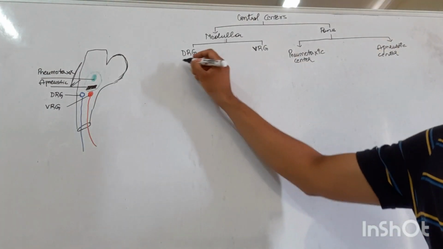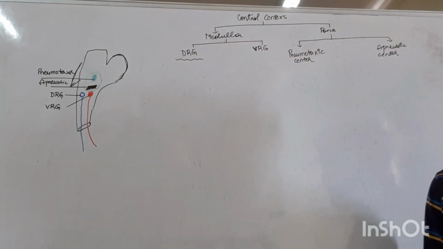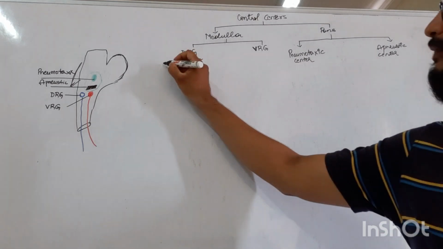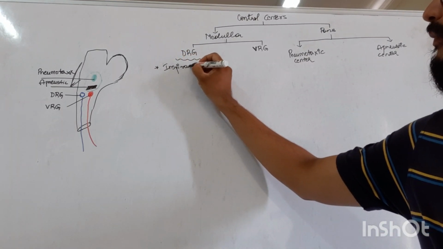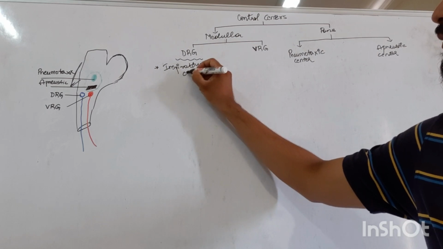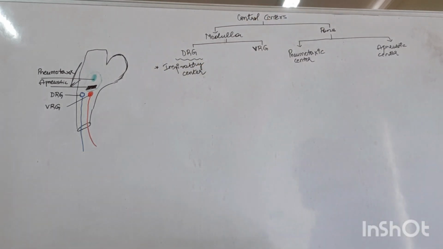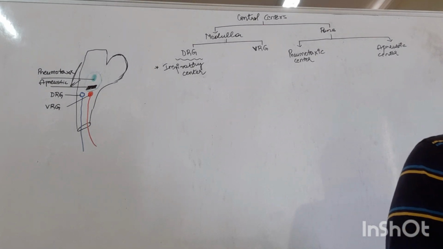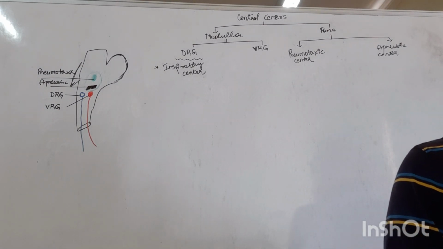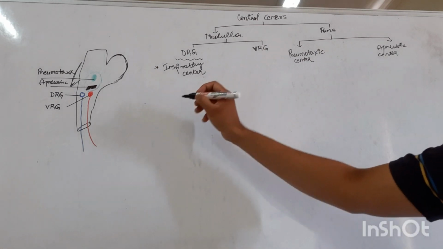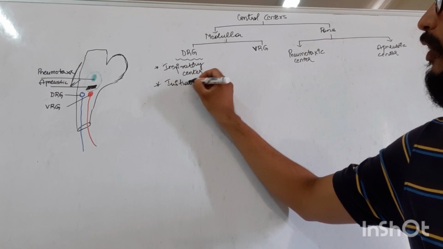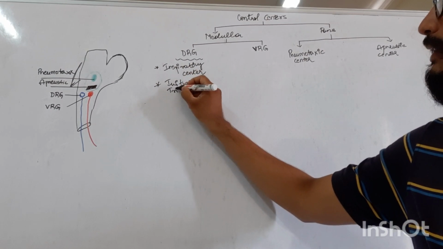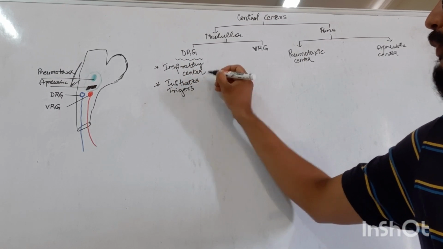Coming to the dorsal respiratory group of neurons present in the medulla, it is also considered the inspiratory center. Because it is from the dorsal respiratory group neurons that the action potential is generated, therefore it initiates or triggers the inspiration process.